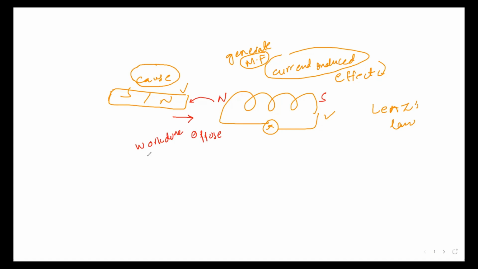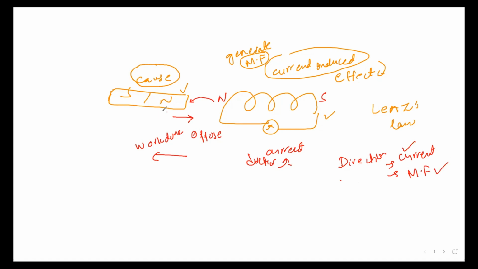But when I retract the magnet away from the coil, due to the change in the direction of the magnetic field lines, the direction of current across the coil will also change. Due to the change in direction of current, we know that as we change the direction of current, the direction of magnetic field also changes. Are we clear on this point? When the direction of current changes, the direction of magnetic field also changes.